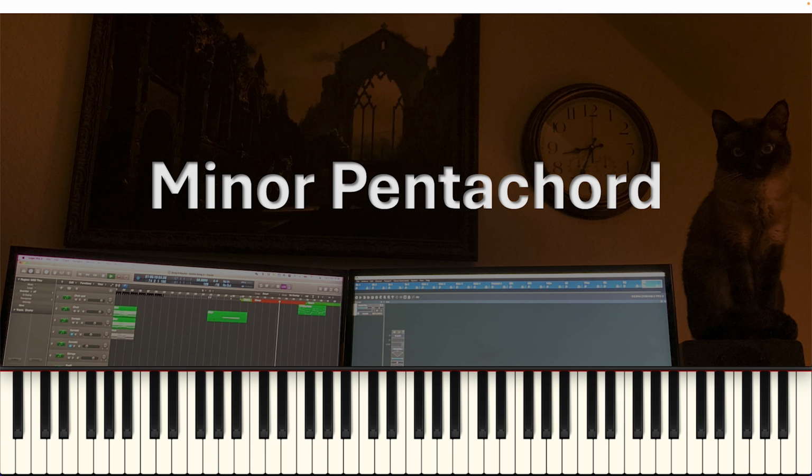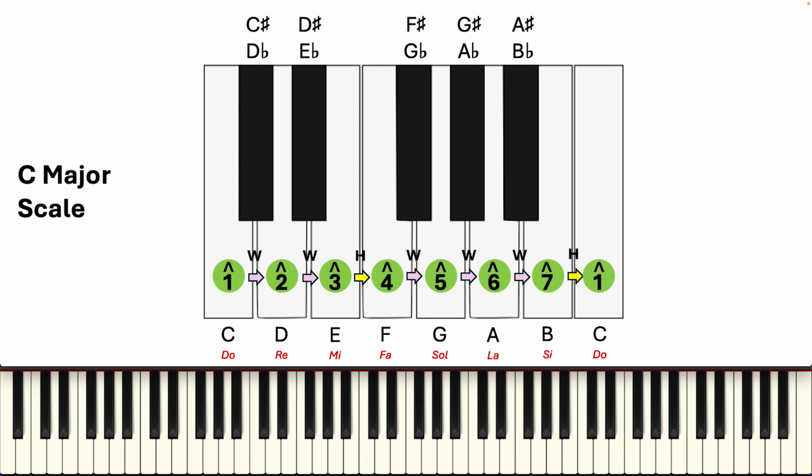So, in order to understand the minor scales, we need to start with the concept of the pentachord, the minor pentachord, and from there it becomes a lot easier to understand how minor scales are constructed and how they are used. So, if we start again from the C major scale as our reference point, again, we can use any major scale, but C is usually the easiest because it's the one without any accidentals.